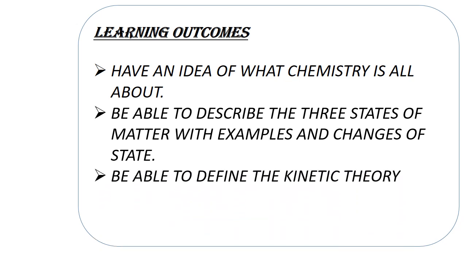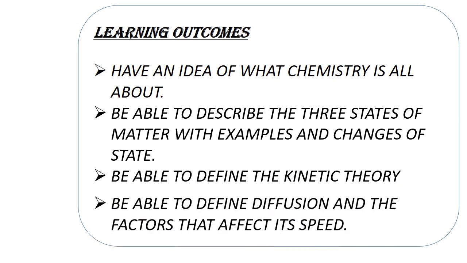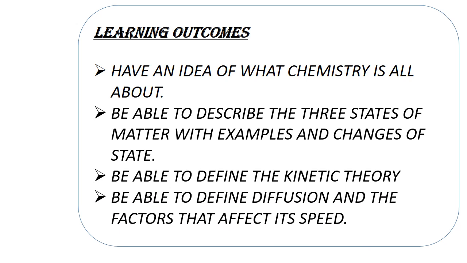I also expect you to be able to define the kinetic theory. So we're going to learn about the kinetic theory, and I expect you to be able to define what it is. I also expect you to be able to define diffusion and the factors that affect its speed. So we're going to learn one occurrence of kinetic theory, or a natural phenomenon in which kinetic theory can be seen, which is called diffusion, and you should be able to define it and also explain the factors that affect its rate or speed. Let's get started.